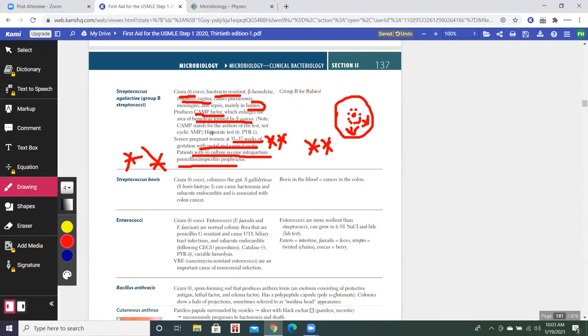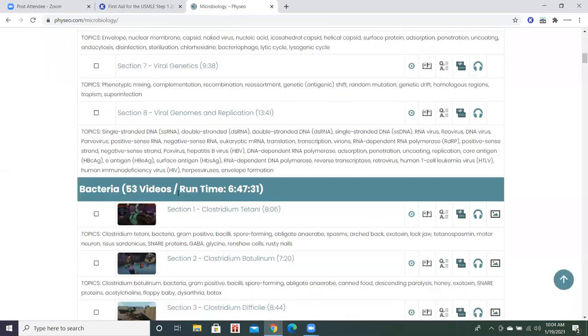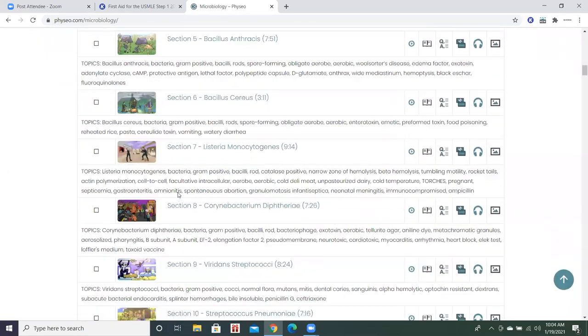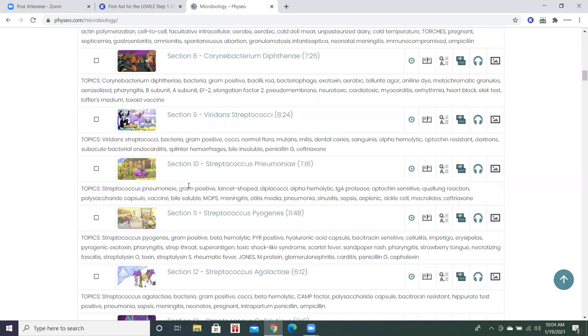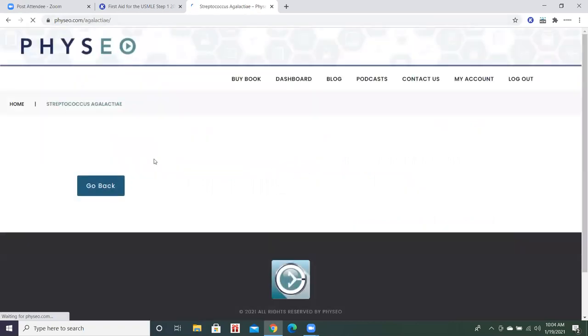It's also hippurate test positive. There's a test we do that is the hippurate test. This is not high yield, so don't worry about it. And this is also PYR negative. Okay, what we are going to do is, we are not going to see the video of Streptococcus agalactiae. What we are going to do is see the picture mnemonic very quick.